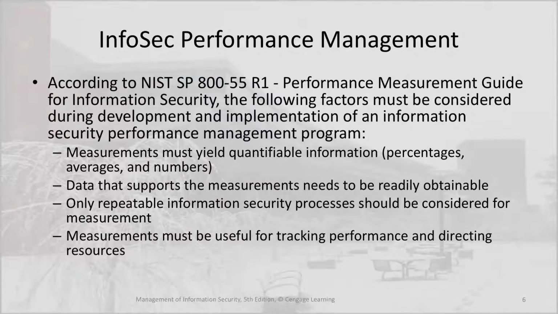According to NIST Special Publication 800-55R1, the Performance Measurement Guide for Information Security, the following factors must be considered during development and implementation of an information security performance management program. First, measurements must yield quantifiable information. Second, data that supports the measurements needs to be readily obtainable. Third, only repeatable information security processes should be considered for measurement. And fourth, measurements must be useful for tracking performance and directing resources.